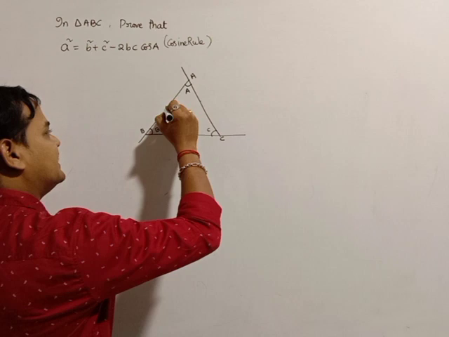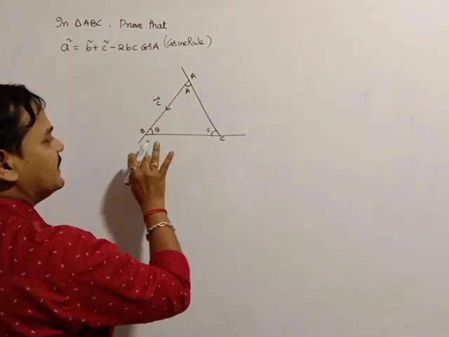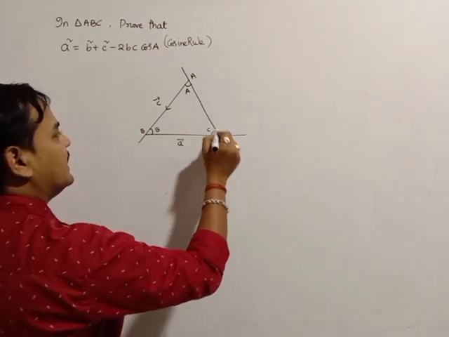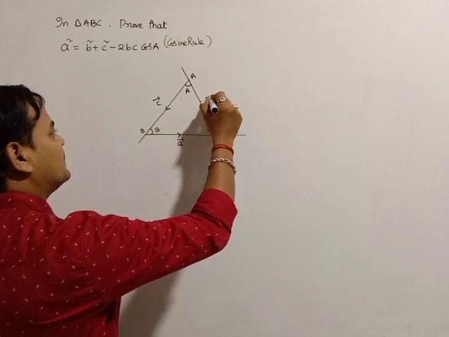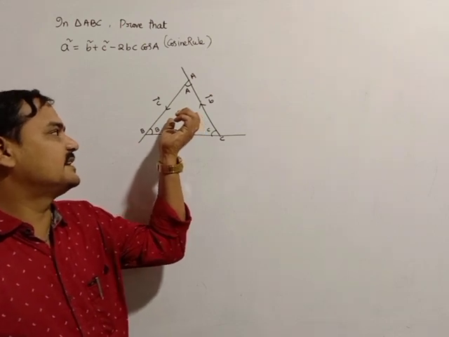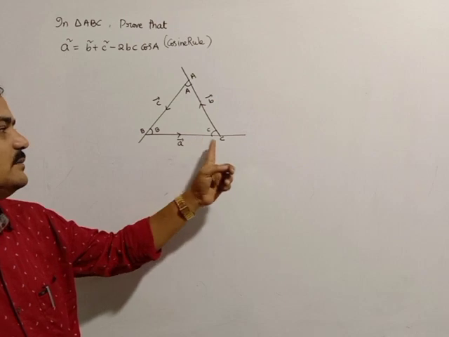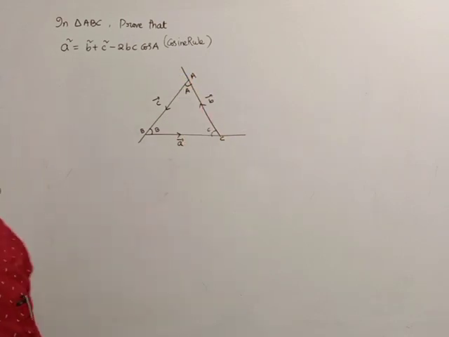So consider AB bar is equal to C bar, BC bar as A bar and CA bar is equal to B bar. First of all, consider a triangle ABC with sides AB bar is equal to C bar, BC bar is equal to A bar and CA bar is equal to B bar.